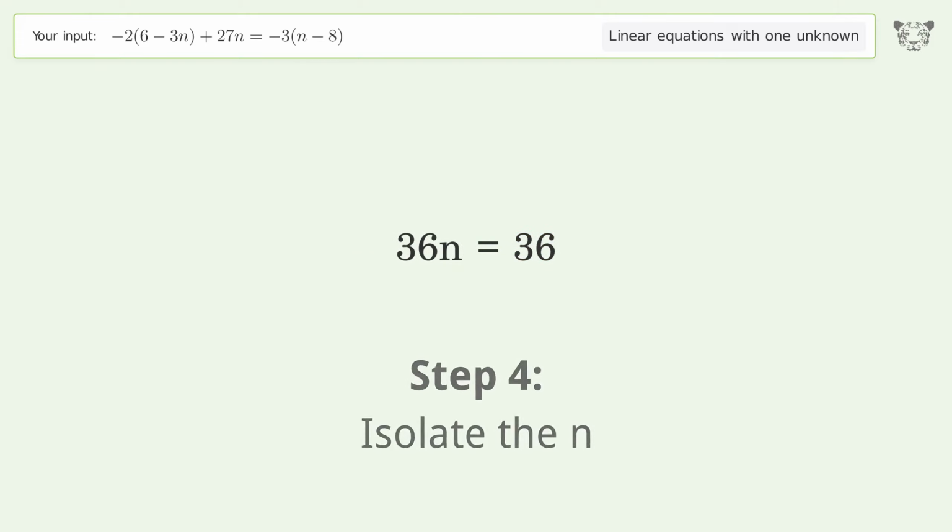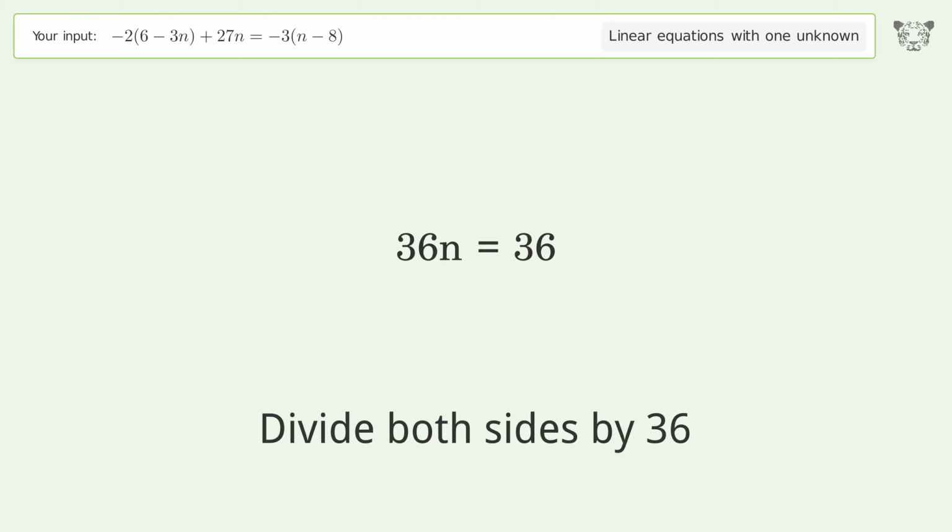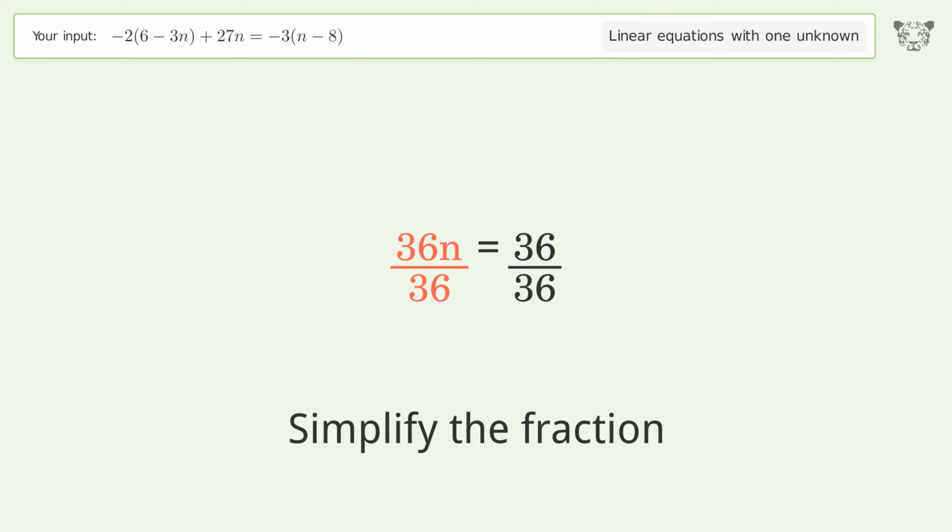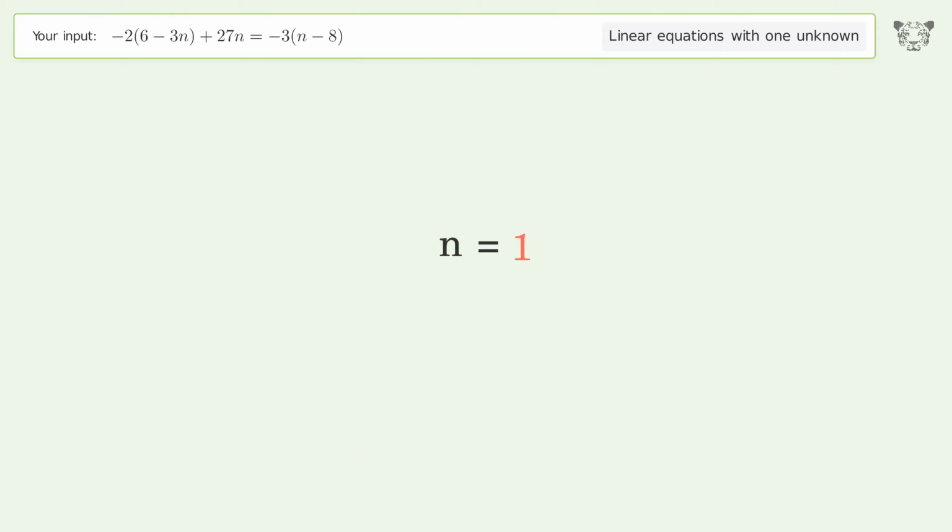Isolate the n. Divide both sides by 36. Simplify the fraction. And so the final result is n equals 1.